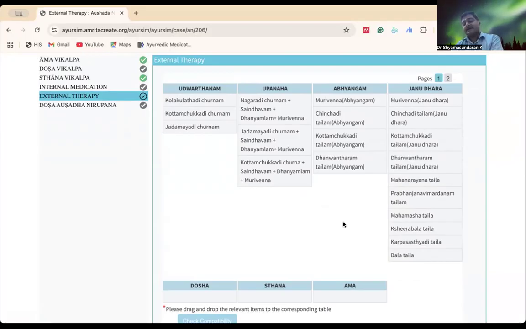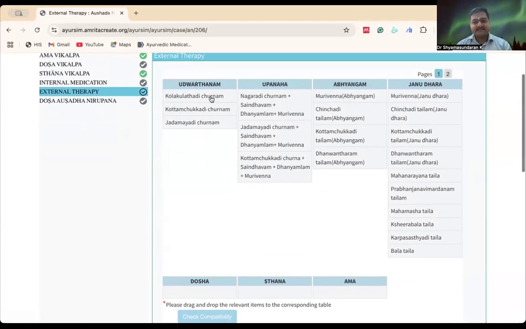Again, we are open to add more and more medicines, and we will be surely doing that in future phases of the project. But anyway, this is the primary list that we have made.